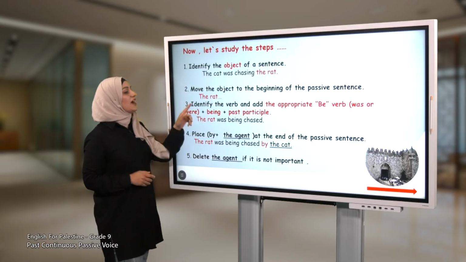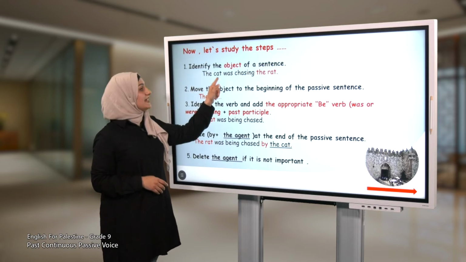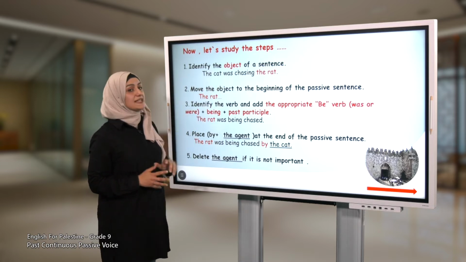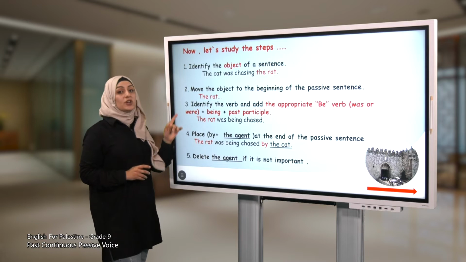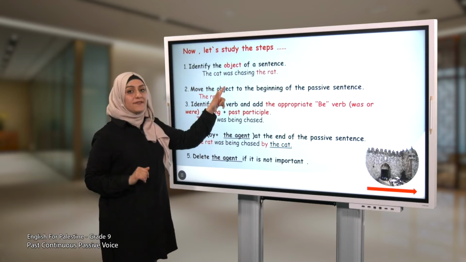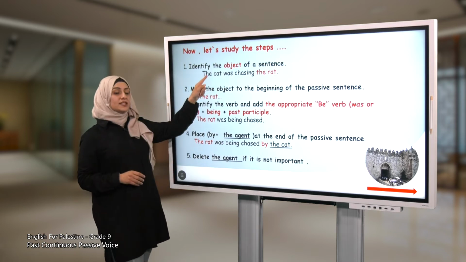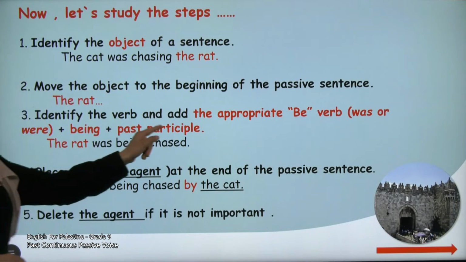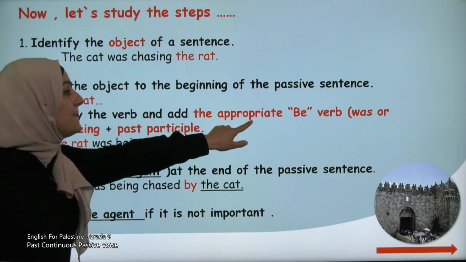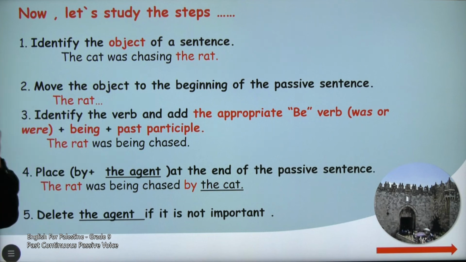Third step is to identify the verb. In this sentence, the verb is was chasing. And also you have to pay attention to the tense of the verb. Here we have the past continuous active verb. After we identify the verb, we should use the appropriate be verb. In this case, we are only allowed to use either was or were.